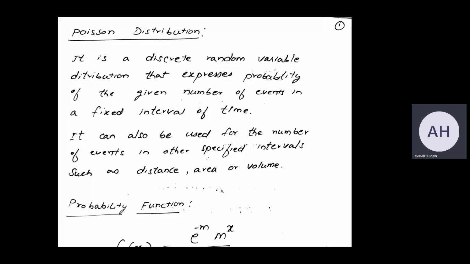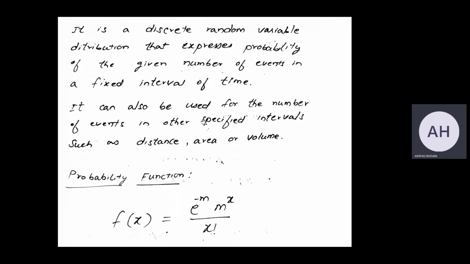It is a discrete random variable distribution that expresses the probability of a given number of events in a fixed interval of time. It can also be used for the number of events in other specified intervals such as distance, area, or volume. This method is used to fix the different probabilities based on the time intervals. So how do we get this distribution?